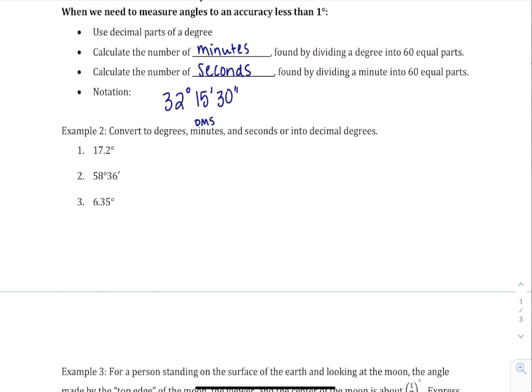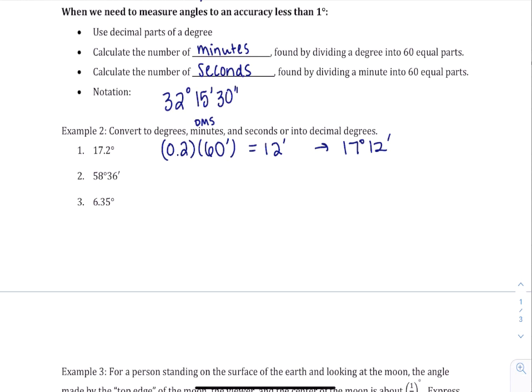So in question 1, we have 17.2 degrees. We do not need to do anything to that 17. It's a degree, we can leave it. But this 0.2, we need to turn that into minutes, since it's currently in decimal. So we take the 0.2 part only, and we are going to multiply this by 60 minutes. When we do this, we end up with 12, and so that tells us that we have 12 minutes. So our answer would be 17 degrees and 12 minutes.